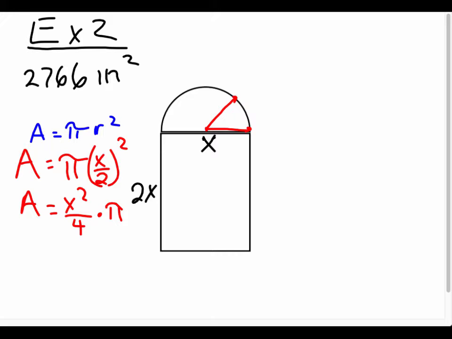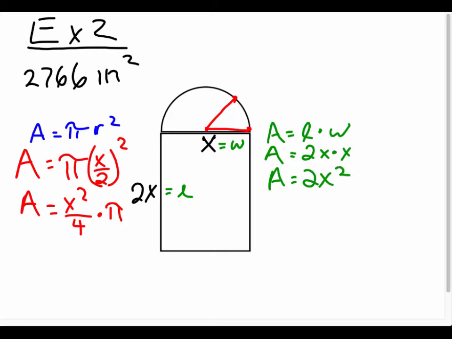Now let's do the rectangle. The rectangle, let's just say that this is the length and x is the width. So the area of the rectangle is going to be length times width, or 2x times x, or A equals 2x squared. Okay, cool. So here's why we are going to use this for our example on quadratics and completing the square.